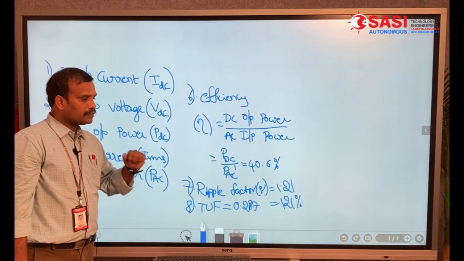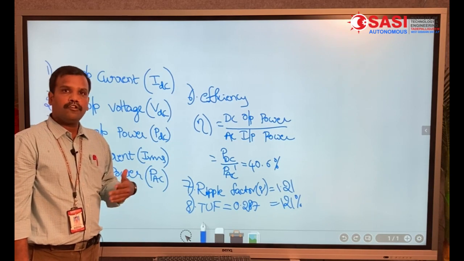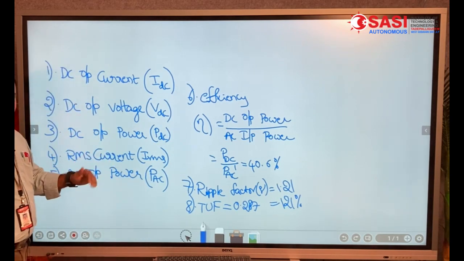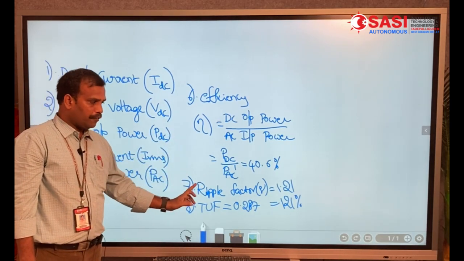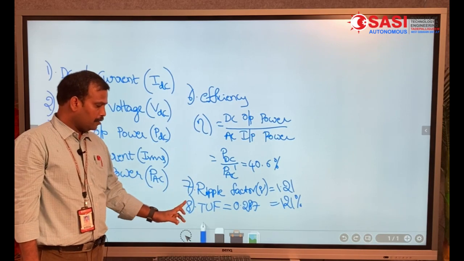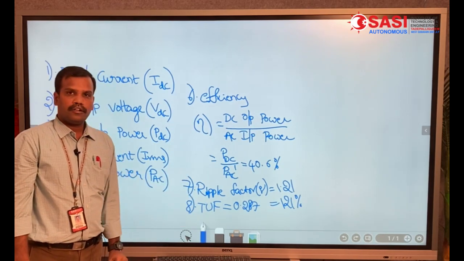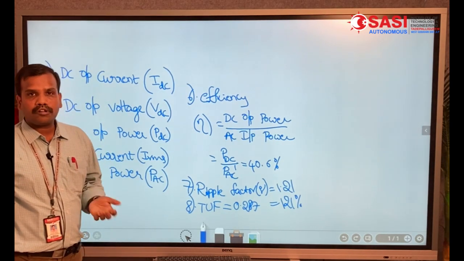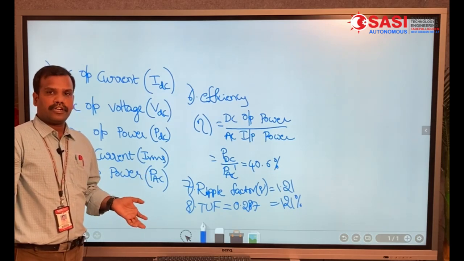Because of these drawbacks, we are going to use the full wave rectifier. I am repeating again, efficiency is very less, ripple factor is very high, the transformer utilization factor is also very low. In order to avoid these, means to solve these drawbacks, we are using the next rectifier, the full wave rectifier.